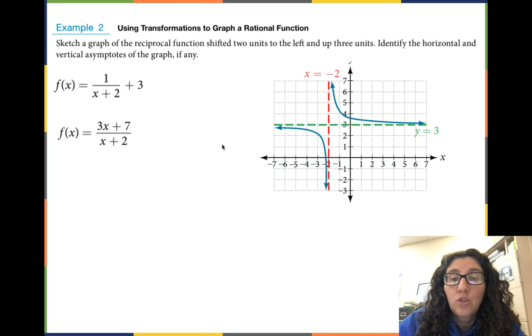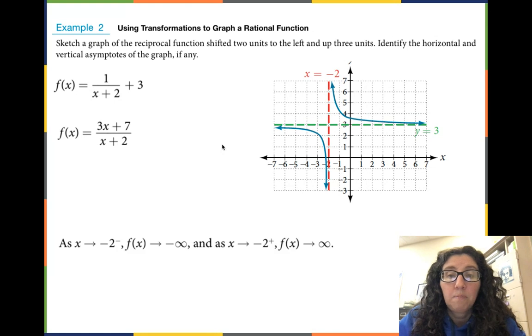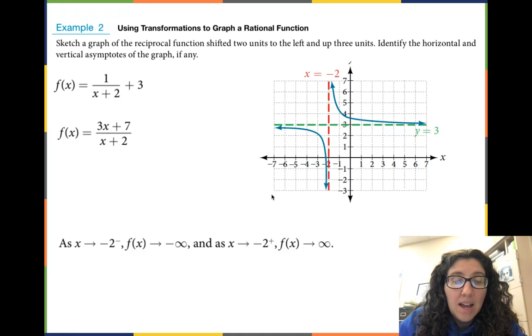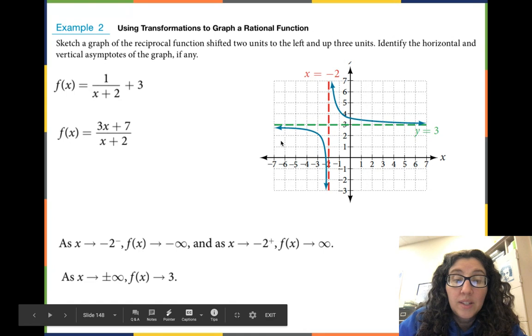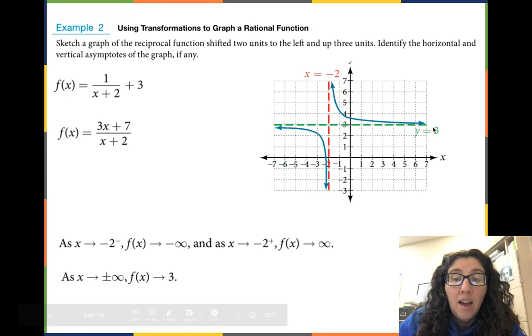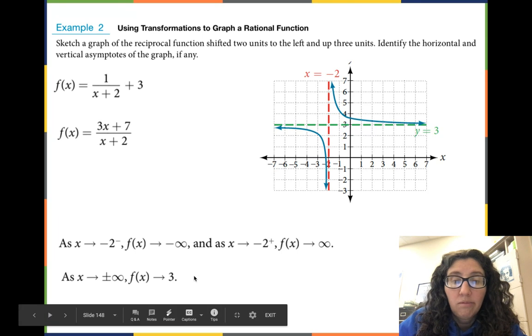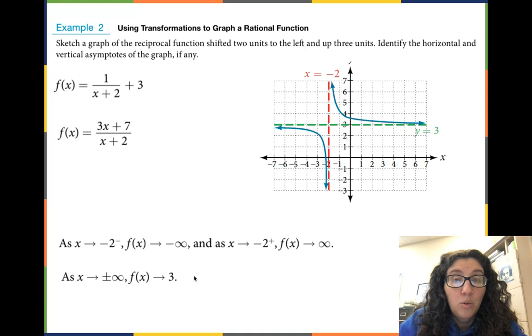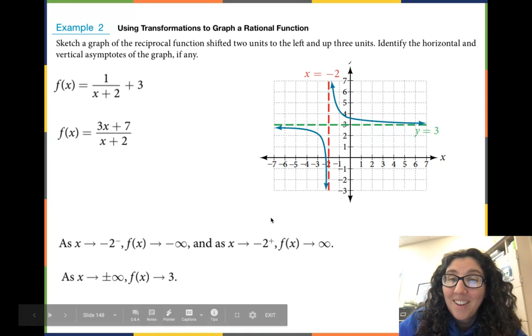And if we wanted to describe that using arrow notation, as x approaches -2 from the left, f of x approaches -infinity. And as x approaches -2 from the right, f of x approaches infinity. And we could write this in one statement: as x approaches positive or negative infinity, f of x approaches 3. Okay, so we are going to talk a lot more about vertical and horizontal and other kinds of asymptotes in the next section.